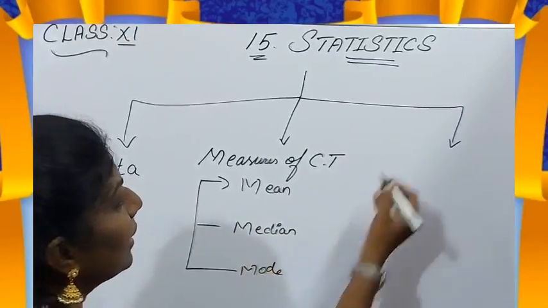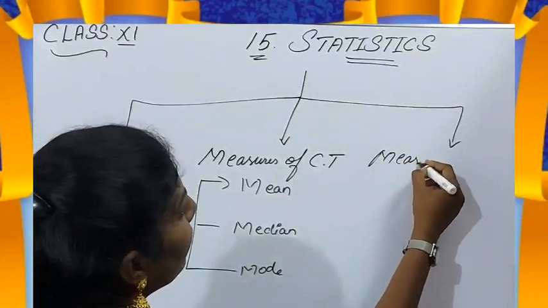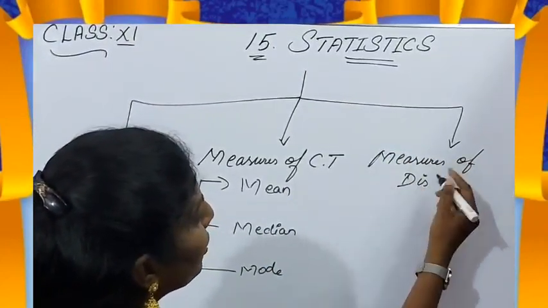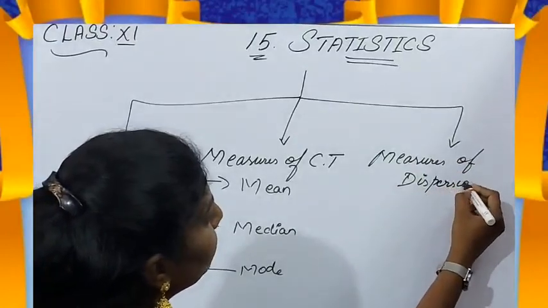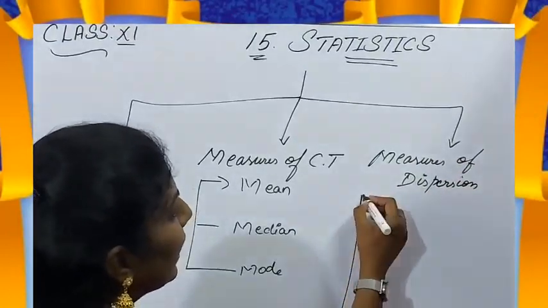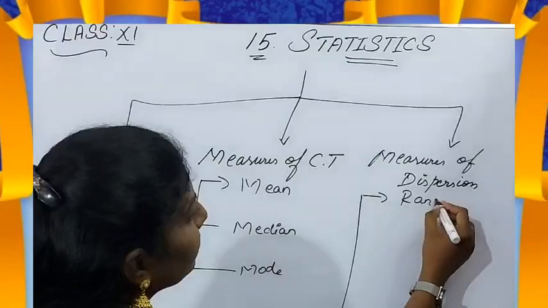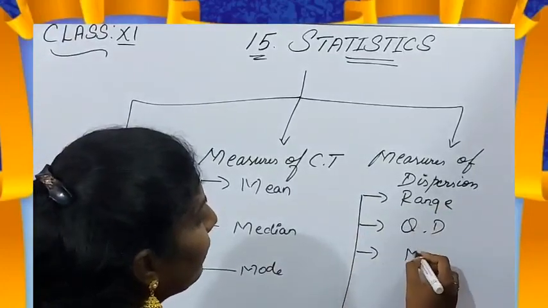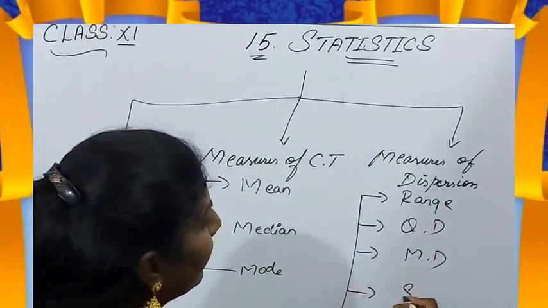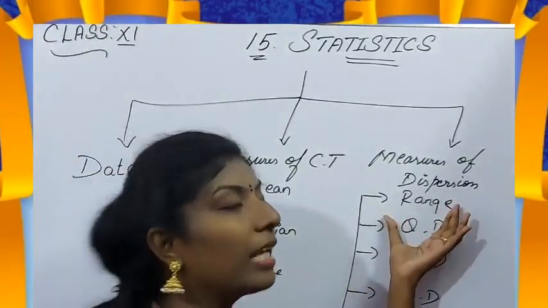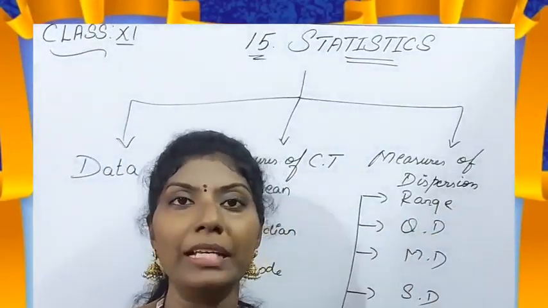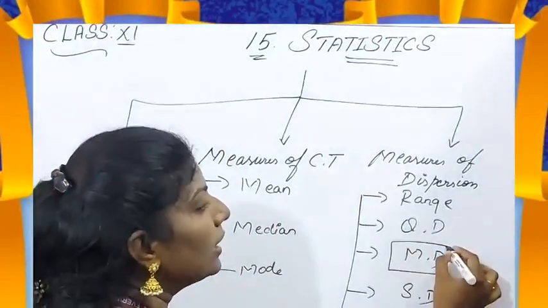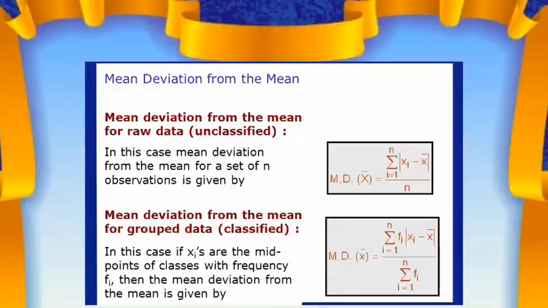And the last one is measures of dispersion. So under this, we'll be seeing range, quartile deviation, mean deviation and standard deviation. So a range is nothing but maximum value minus minimum value. And in today's session, we're going to see what is mean deviation in detail.